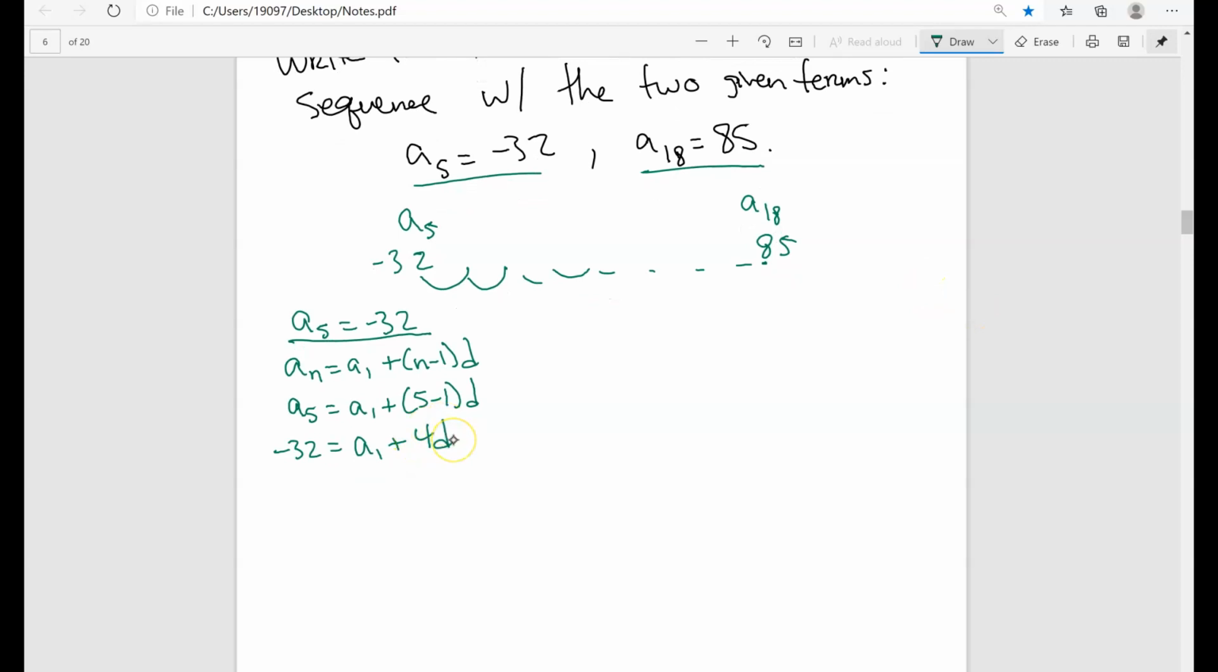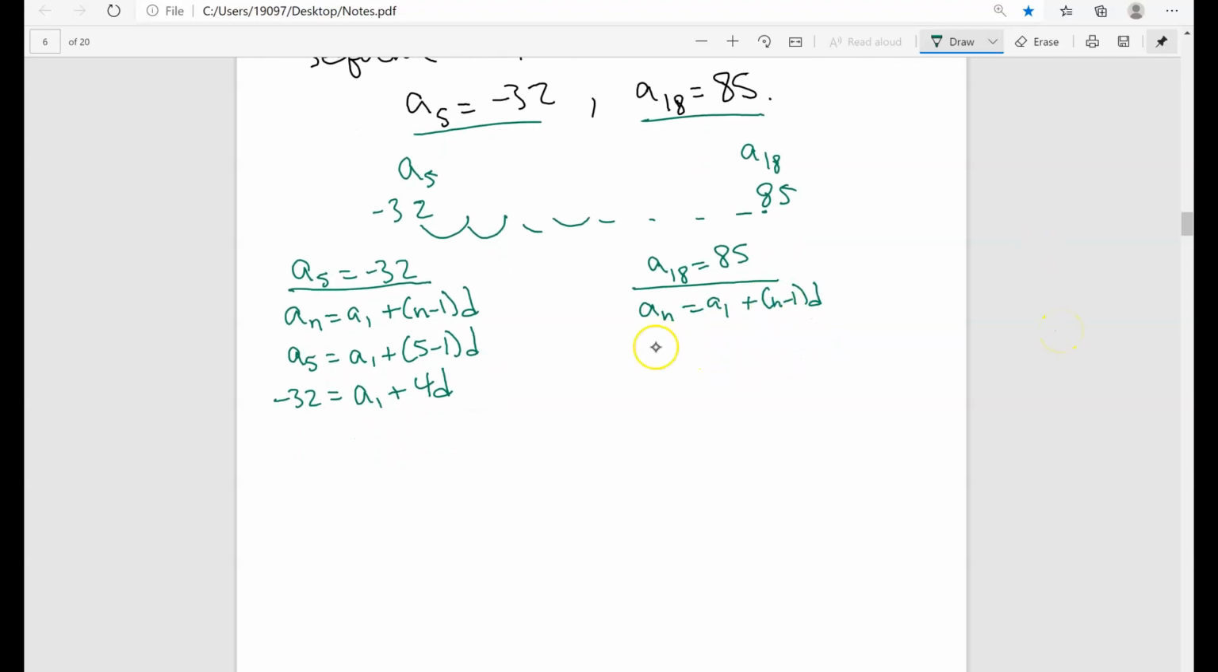And then times D. Okay, there's really nothing else that I can do here. Okay, so now can I do it for the other one? So A18, which gives me 85. Okay, well, this one we're going to do the same thing. AN equals A1 plus N minus 1 times D.